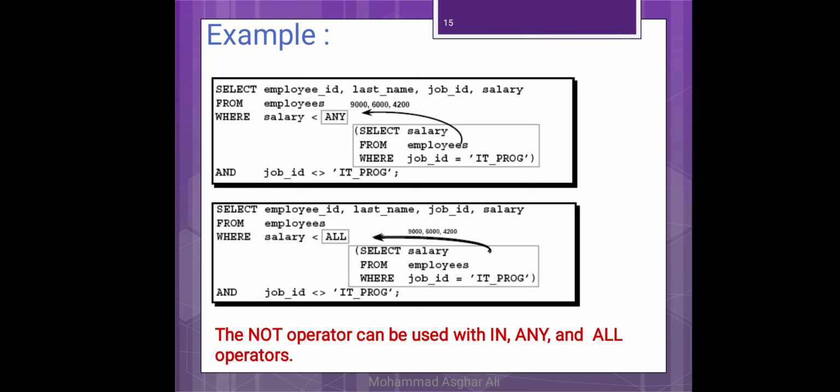This is another example. Select employee ID, last name, job ID, salary from employee where salary any. Here we are using ANY. Select salary from employee where job ID equal to IT_PROG. Here we are using ANY, and in the second example we are using the ALL operator.